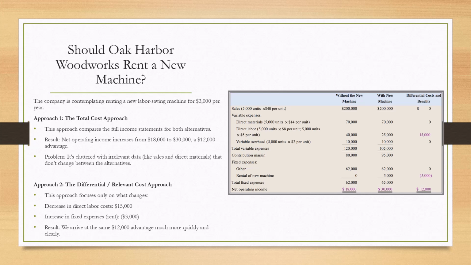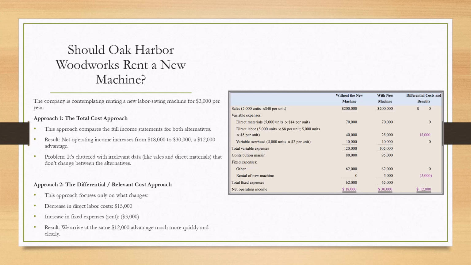Oak Harbor Woodworks is considering renting a new labor-saving machine for $3,000 per year. Let's analyze this decision using two different approaches. Approach one is the total cost approach. As you can see in the first two columns of the exhibit, this approach compares the full income statements for both alternatives, with the new machine and without it.